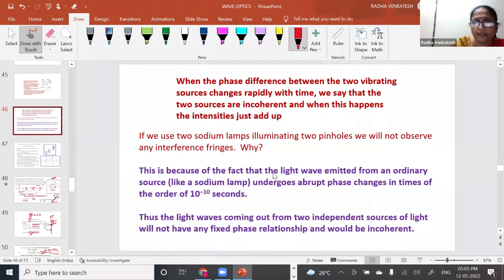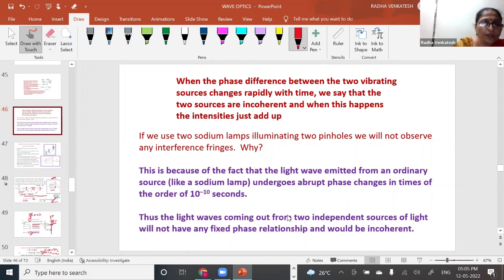This is because of the fact that the light wave emitted from an ordinary source like a sodium lamp undergoes abrupt phase changes in times of the order of 10 power minus 10 seconds. So abrupt phase changes. So it is not a constant phase change.